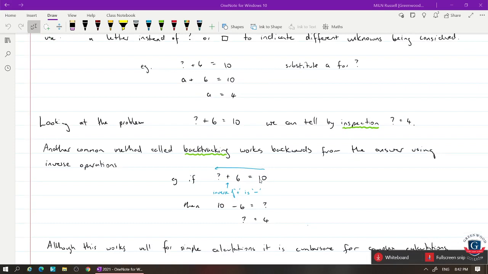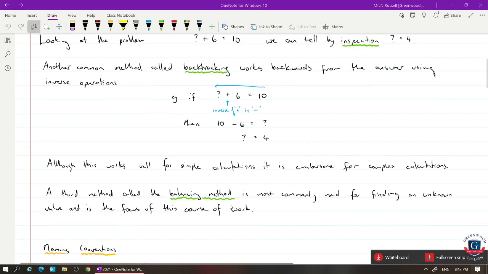We can think, alright, if we end up with 10 and we add 6 to some number, how can we find out what that number is? Well, we can work backwards. So we think about what the inverse operation of plus is, and in this case it would be minus. So 10 minus 6 will give us 4, which from up here was the answer. The problem with backtracking is, when the problems get a little bit more complicated, it gets difficult to know where you're backtracking. And at this stage you have to just take my word for it.